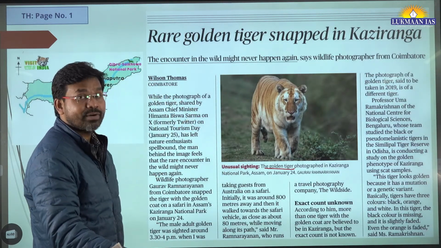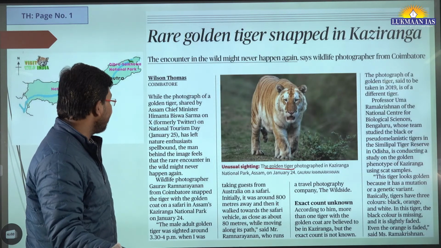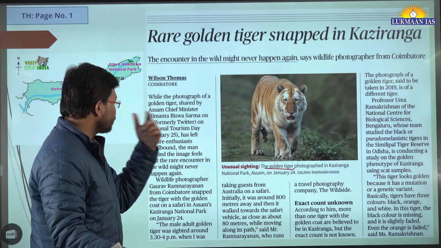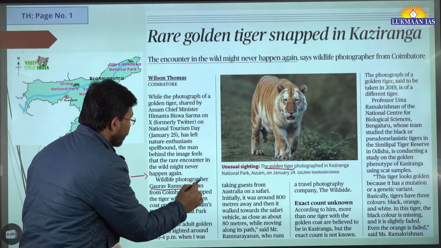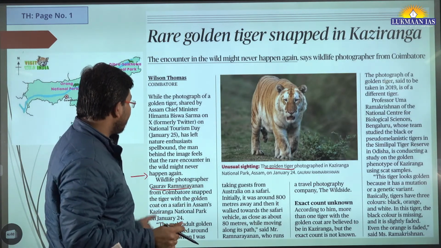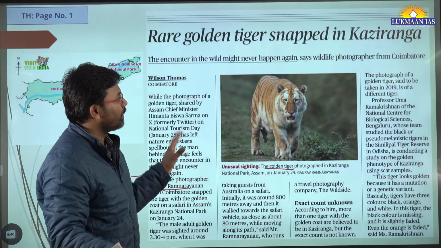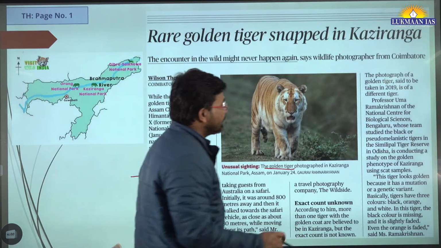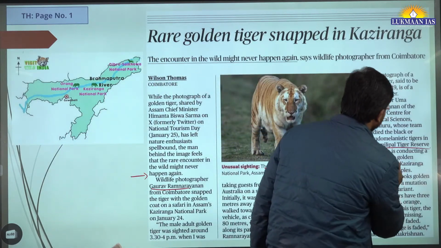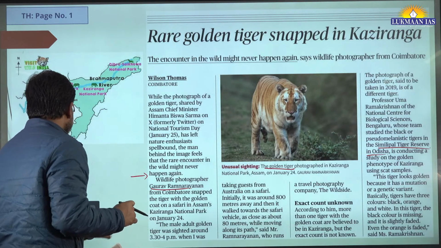The Chief Minister of Assam posted the photograph on Twitter or X, and that made a sensation. The photograph was taken by a wildlife photographer, Gaurav Ramnarayanan. We discussed this already, and in the beginning today we discussed the Simlipal Tiger Reserve, which is located in Odisha, including its mapping location.